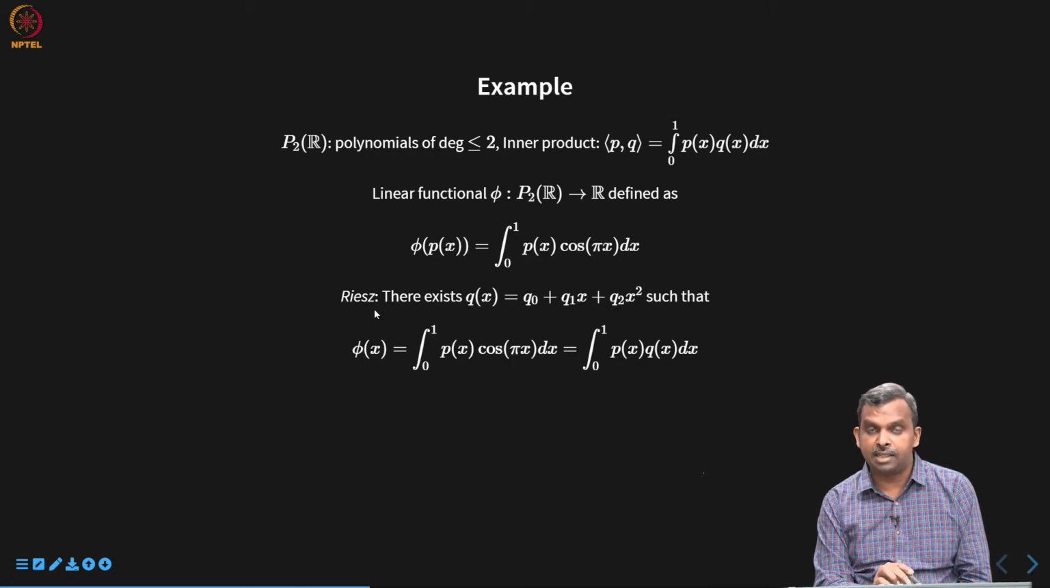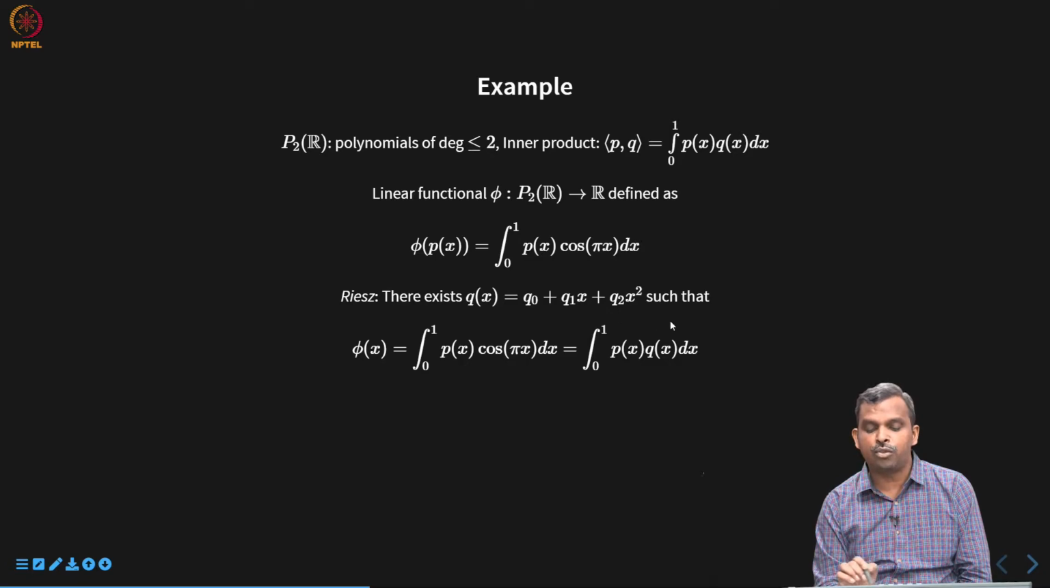What does the Riesz theorem tell you? It tells you there exists a q of x which is a vector in your space. What are vectors in my space? These are polynomials of degree less than or equal to 2. There exists something such that phi of p, which is the integral from 0 to 1 of p of x cos pi x dx, has to be equal to the integral from 0 to 1 of p of x q of x dx. So this is the main Riesz result.